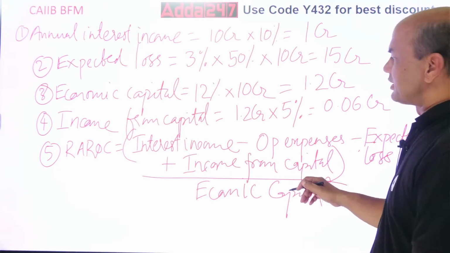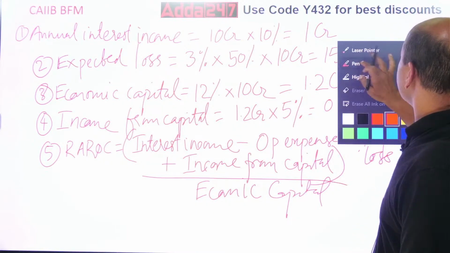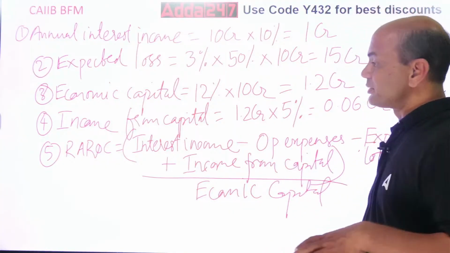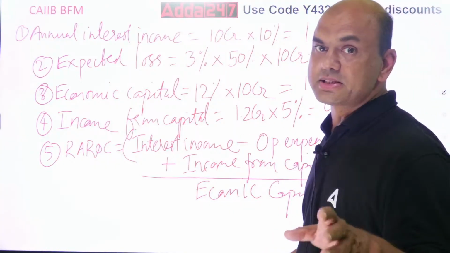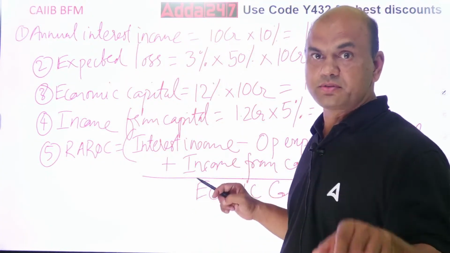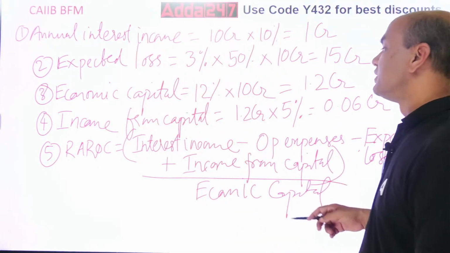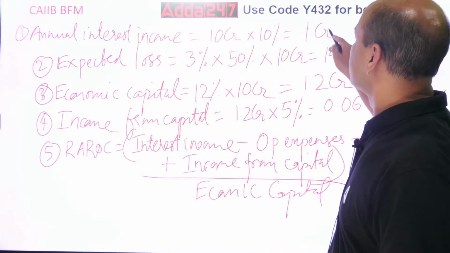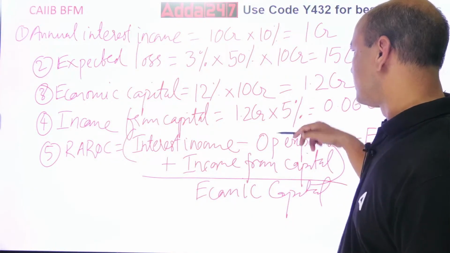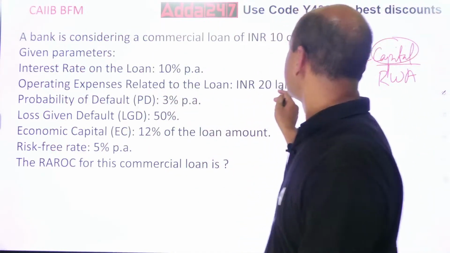Now we have to solve the second part. So this RAROC equals to interest income. Write down all the income. See, write this down because I will be changing the slide now. Write this down, everyone. Pause the video, write this down. Okay. I will be changing the slide now. So interest income, what is the interest income? 1 CR. Minus operating expenses. Those are not given over here. Those are given in the numerical. Operating expenses are 20 lakhs.